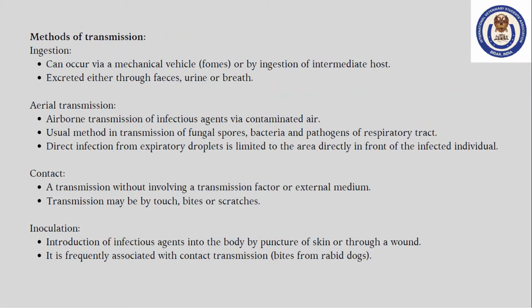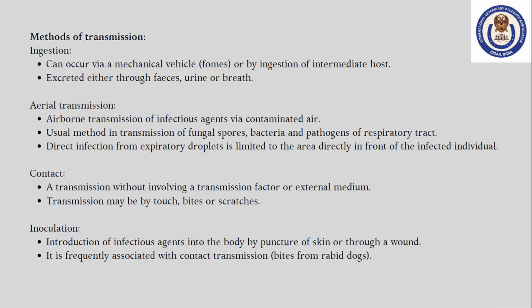Methods of transmission. First is ingestion, which can be through fomites like contaminated water, or by the ingestion of an intermediate host like the cestode cysts in meat, which is consumed by the host. And these can be excreted through feces, urine, or breath.